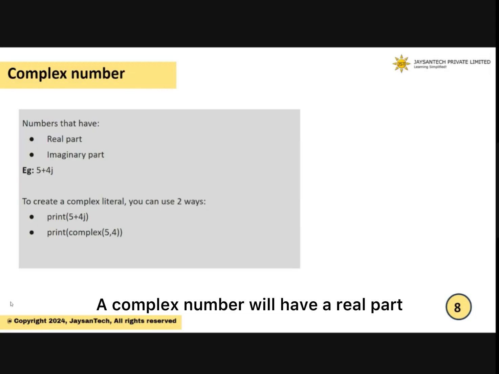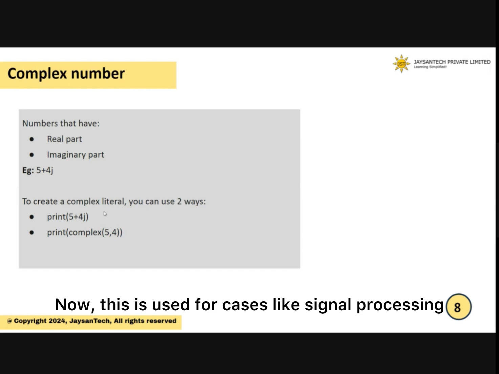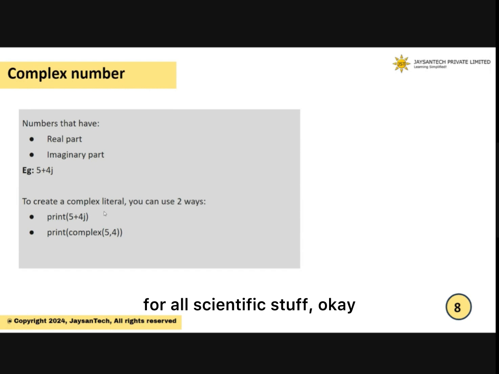A complex number will have a real part and an imaginary part. Now, this is used for cases like signal processing, for all scientific stuff. Okay. So what they'll do is write a number like this. Now 5 plus 4j, in that the real part is 5 and the imaginary part is 4.